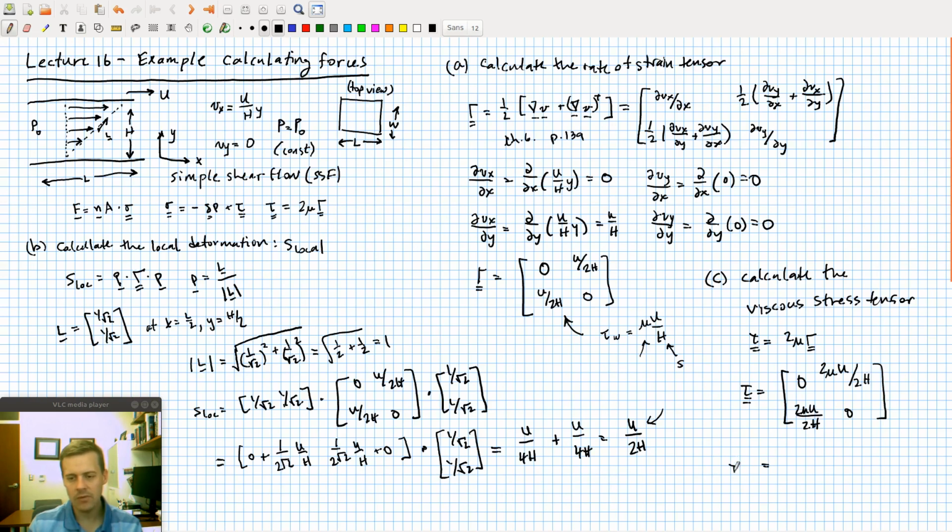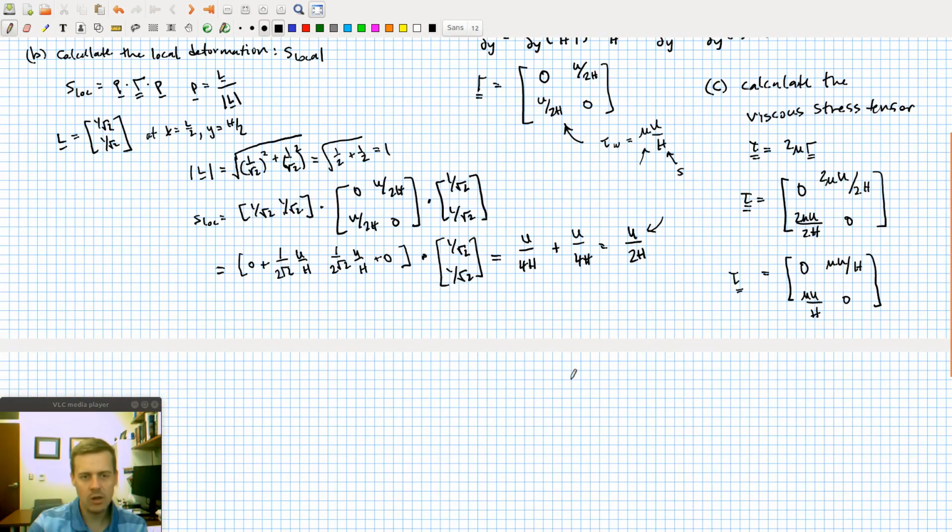And look at that. My viscous stress tensor is exactly what I told you it was for the wall, which it should be: 0, mu u over h, mu u over h, and 0 down here. That looks great, right? I've got that my viscous stress tensor is mu u over h, which is what we know it should be for simple shear flow. All right, we're cooking now.